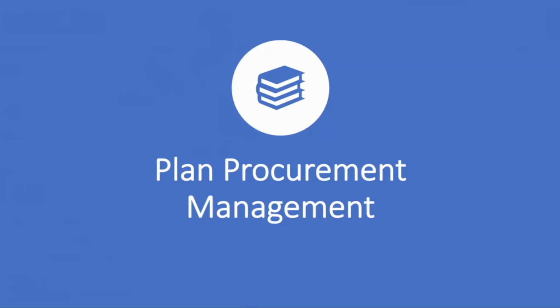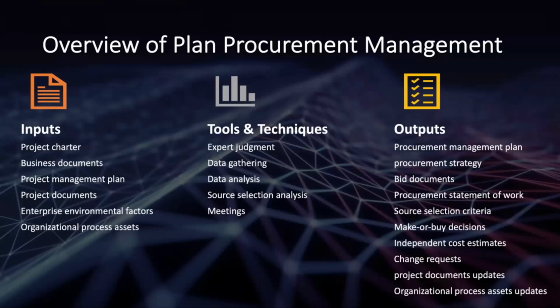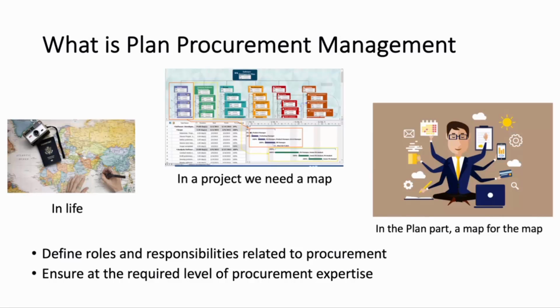Now let's show you the main process in procurement management. First one is plan procurement management. For this plan part, we will go through three sectors: inputs, tools and techniques we use, and outputs. Why we have this plan part first? In life, we need a map for travel. In a project, we also need a map for how the whole project will go. In this part, we make a map for how to finish the project.